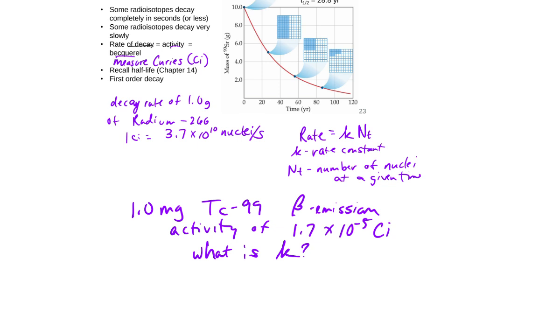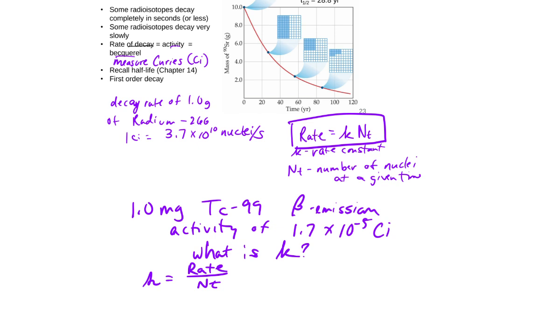So in order to do that, we are going to use this equation where the rate is equal to the rate constant times the number of nuclei. And we're going to solve for the rate constant. So I'll set everything equal to the rate constant. So k is going to be equal to the rate divided by the number of nuclei at some time t. So we need two values. We know that we have a 1 milligram sample. So 1 milligram is 1 times 10 to the minus 3 grams.